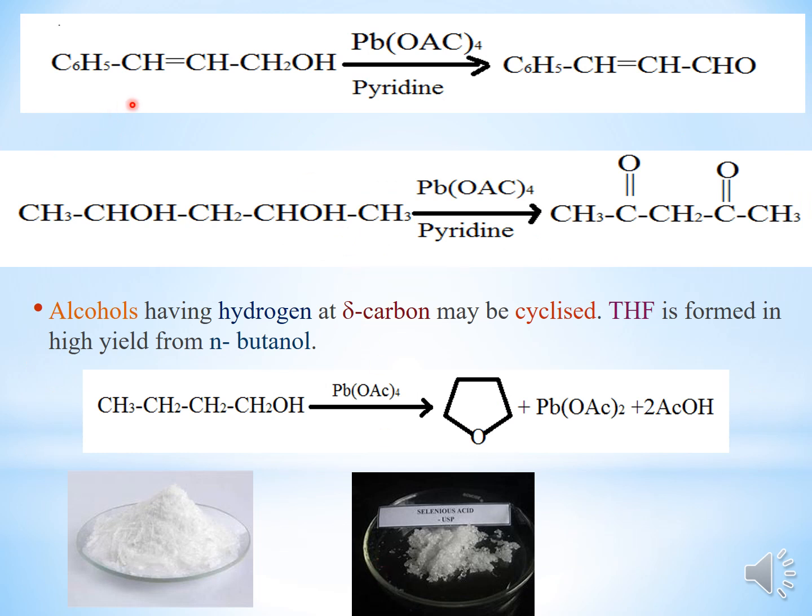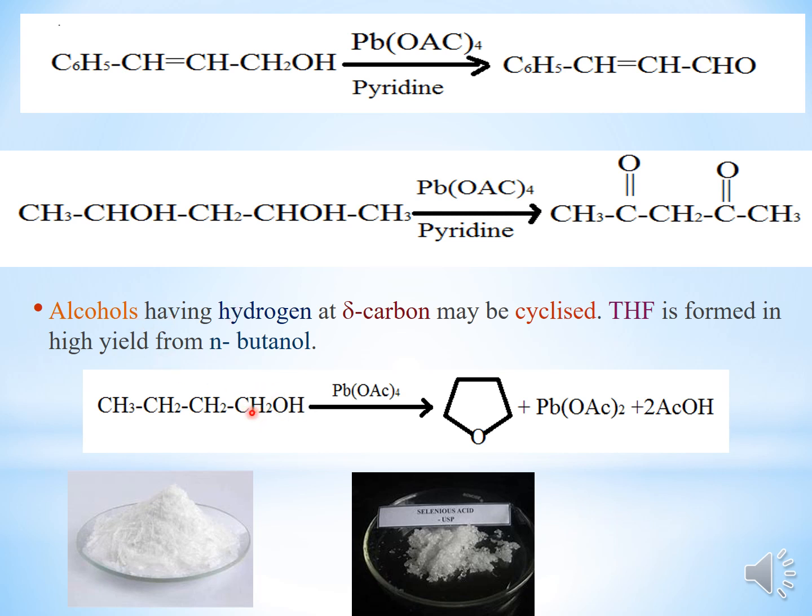Then moving on to the next example. If you see here, again if we take a primary alcohol, we get back the aldehyde upon oxidation with lead tetraacetate in pyridine as the solvent. And if we take secondary alcohols, they will oxidize to give the ketone molecule.